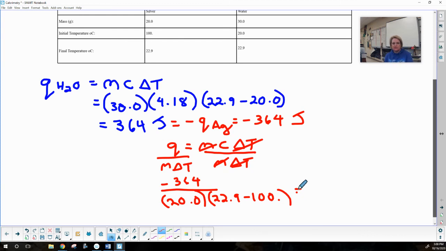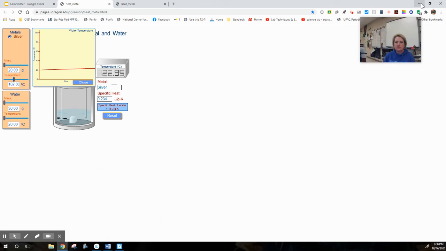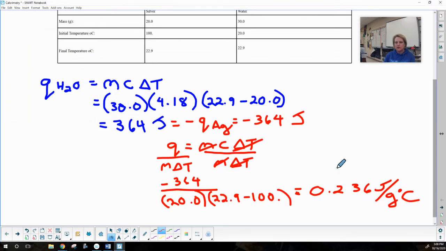And I did not get too close to silver, but that's because I didn't let the simulation run long enough. And I find that my specific heat is going to be 0.236 joules for every gram degree Celsius. So if I click back and double check that with my simulation, they got 234, we got 236, so we're close enough.